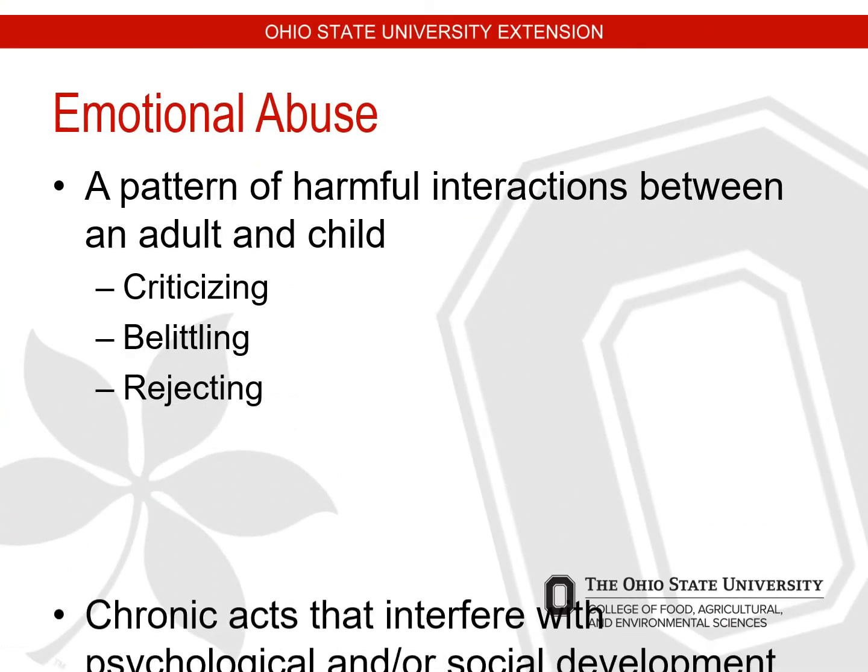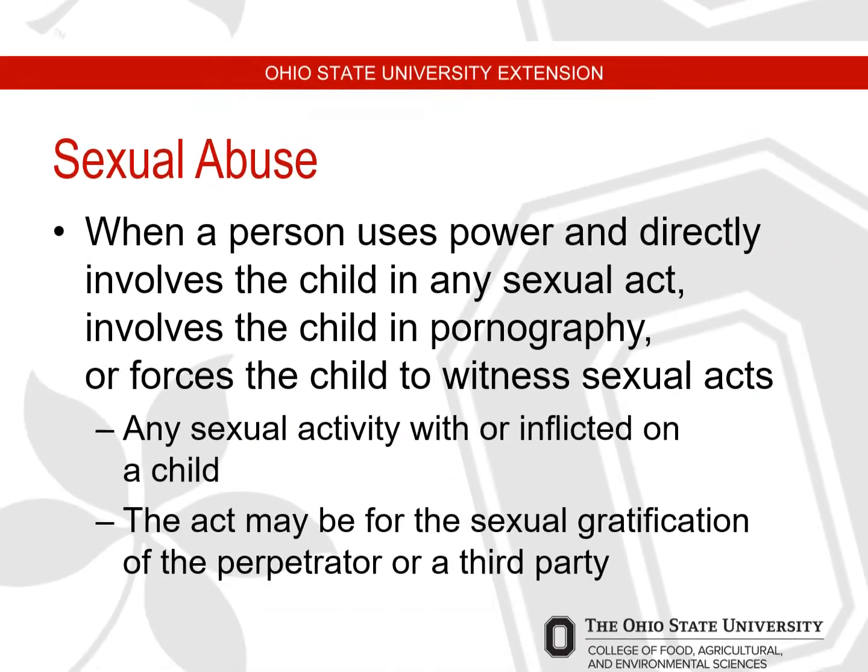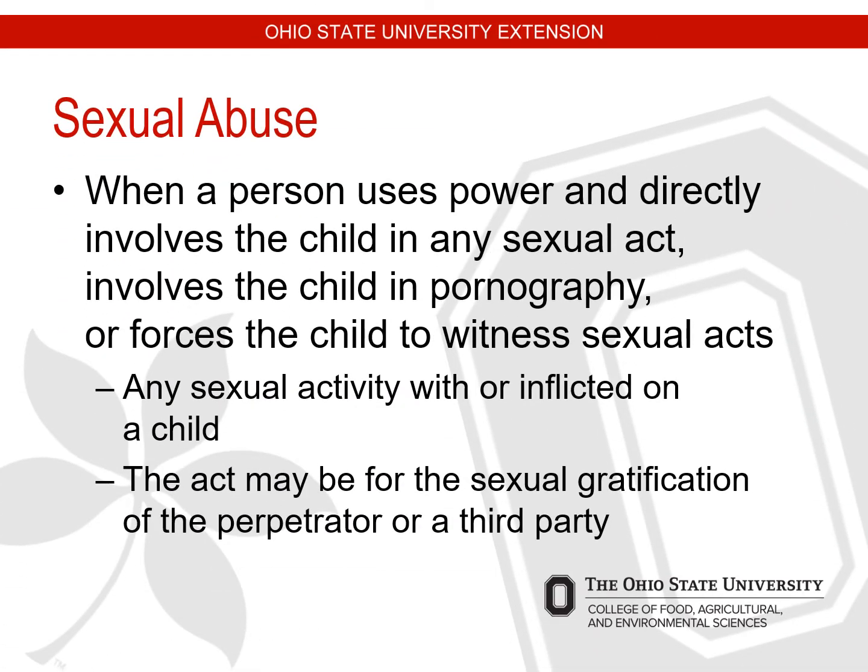Emotional abuse is a pattern of harmful interactions between an adult and a child, such as criticizing, belittling, and rejecting. These chronic acts interfere with their psychological and social development. Sexual abuse is when a person uses power or directly involves a child in any sexual act or involves the child in pornography or forces the child to witness a sexual act.